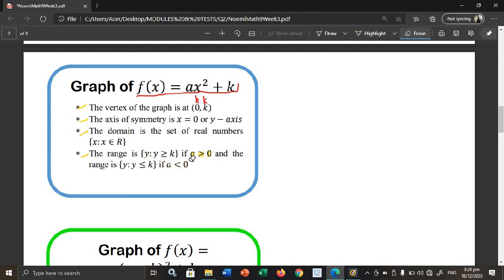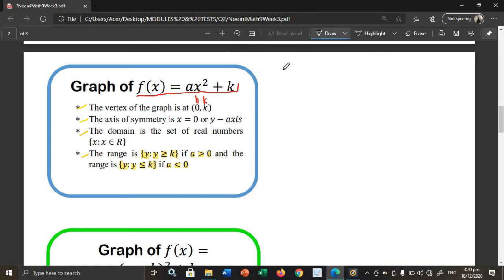Okay, paano po yun? Kapag yung a mo is positive, a is greater than 0, meaning ang range mo ay ito. So, y is the set of all real numbers such that y is greater than or equal to the value of your k. Kapag naman si a is negative or a is less than 0, ang range mo ay ito. Y is the set of all real numbers such that y is less than or equal to the value of your k. So, paano po natin ma'am yan i-apply? So, I will give an example again.